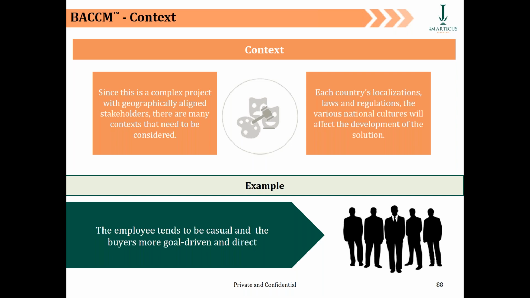Okay, so we did the first three parts of the CCM model through that automation example. Let's continue now to the next three. Okay, context. It's a complex project. As I said, it's rolling out across multiple countries. So the context has to be considered. Why? India, Taiwan, everyone has its own localization laws and regulations. The various national cultures will affect the development of the solution.